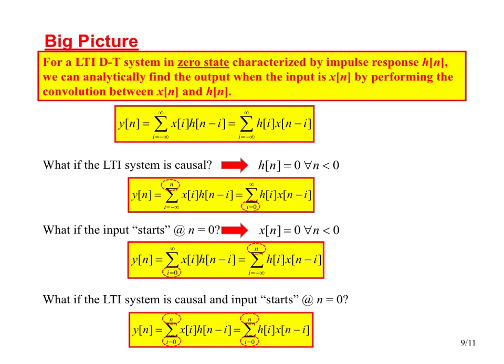The reason is that in this form, when i gets larger than n, we get h of something negative. And so then h would be 0, and there's no reason to sum up all those terms. Likewise, in the other form, we would truncate the sum on the other side. So that's if the system is causal.